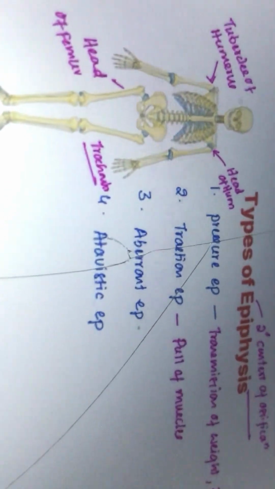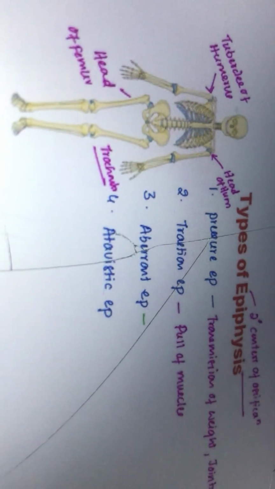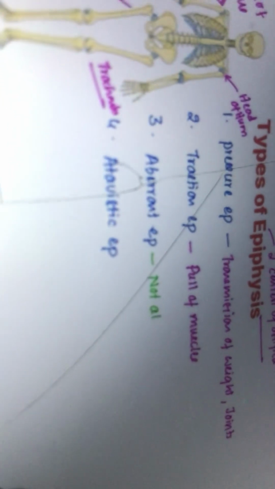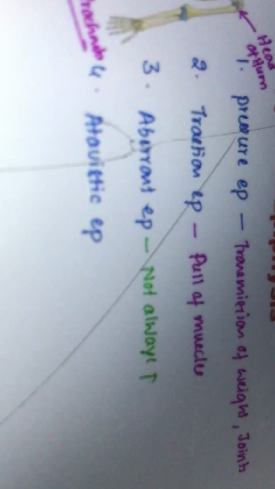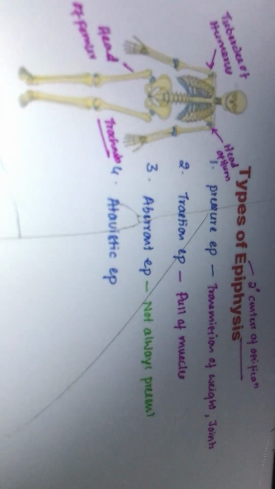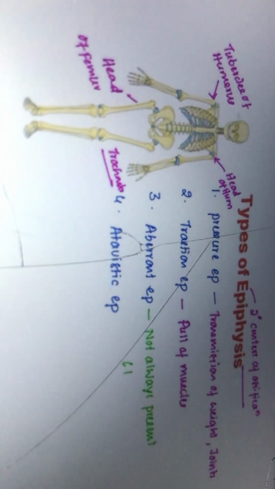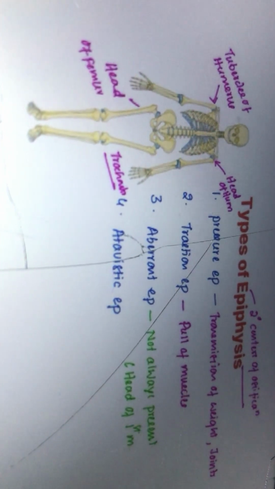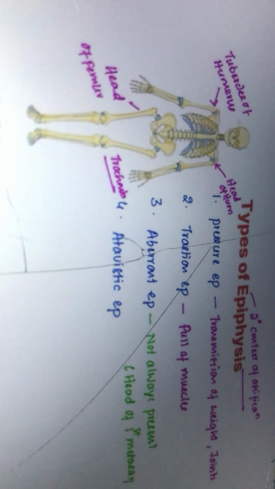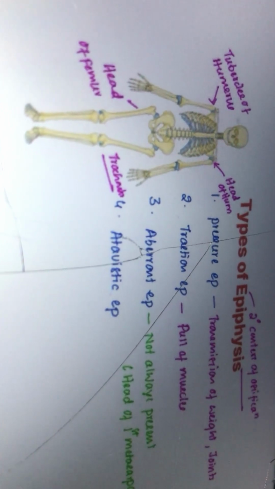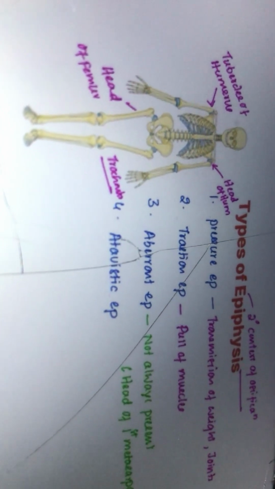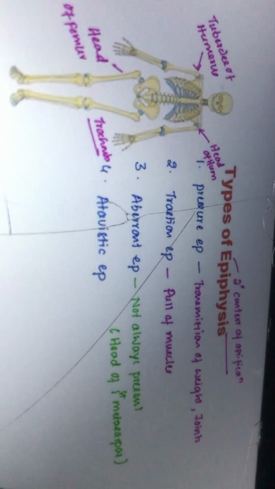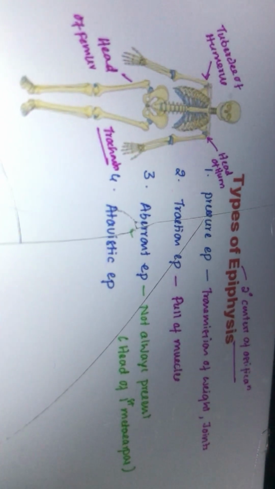Next we have the aberrant epiphysis. Now what exactly is aberrant epiphysis? Remember, these epiphyses are not always present. Examples: the head of first metacarpal. Head of first metacarpal, right? Normally the epiphysis for the metacarpals is present close to their base. So head of the first metacarpal is an example for the aberrant epiphysis, right?